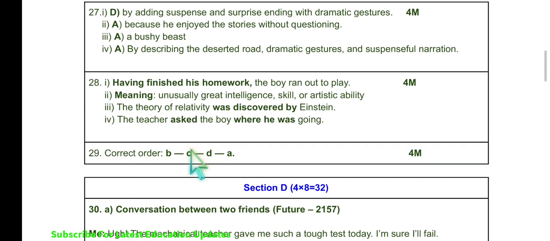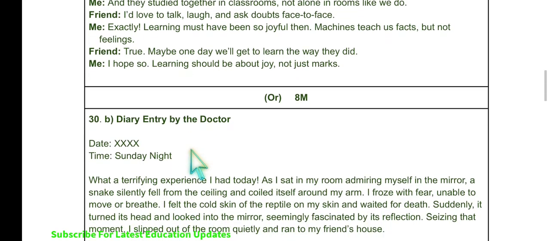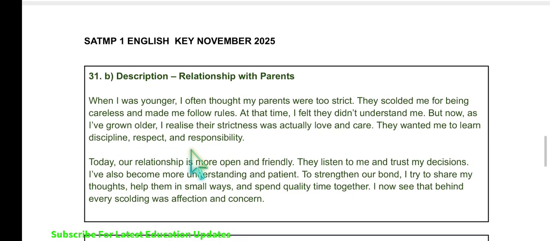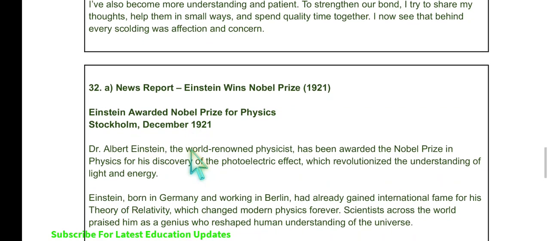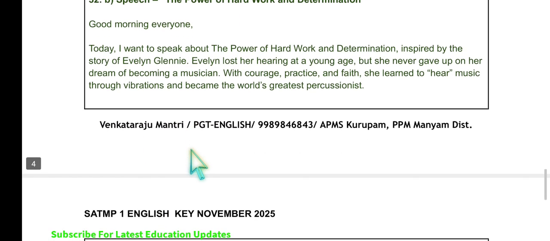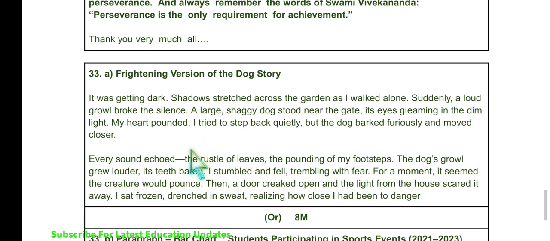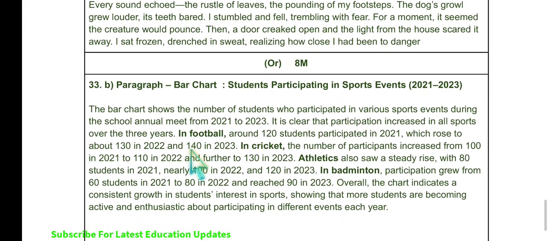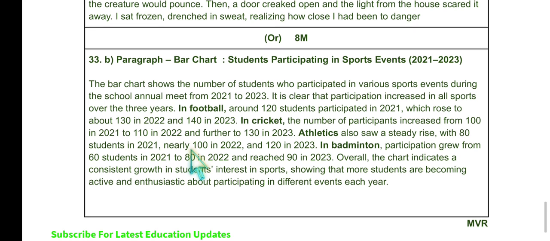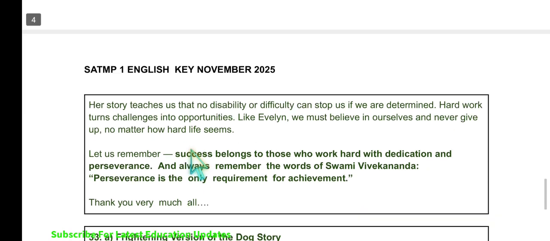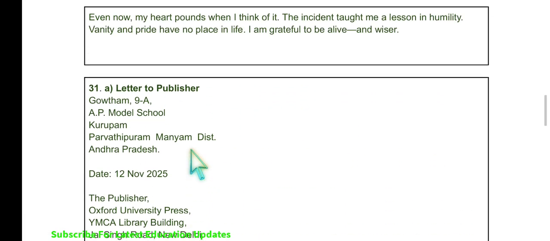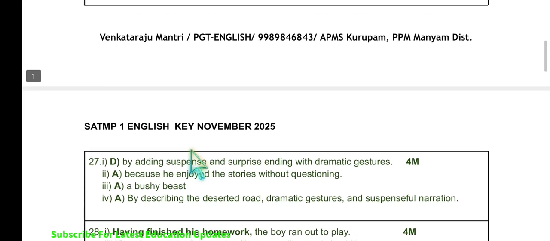So look at these sample responses for Section C: conversation, diary entry, then letter to the publisher, followed by description, relationship with parents, news report, Einstein wins Nobel Prize in 1921, then 32B is speech, the power of hard work and determination, and 33A, frightening version of the dog story, and finally paragraph on the bar chart, students participating in sports events in the years 2021 to 2023. So these are the sample responses for Section C, and the remaining Section B, grammar and vocabulary, plus reading comprehension under Section A.